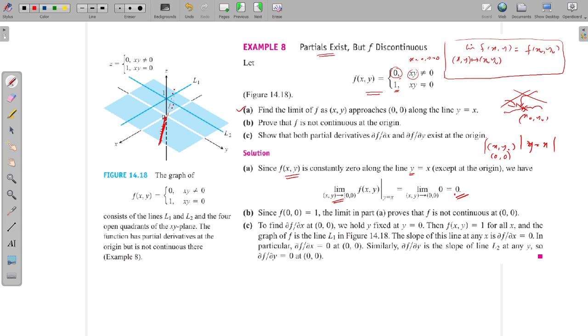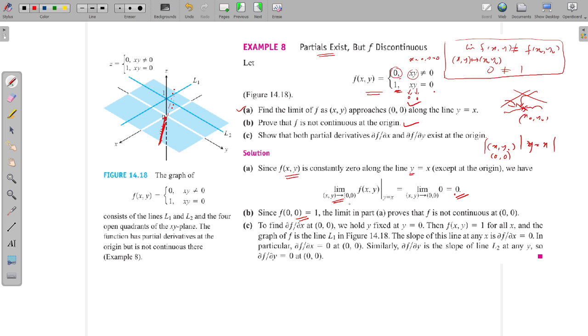But at the point (0, 0), what is the value? At the point (0, 0) we have x equal to 0, y equal to 0, so the product is 0, and the function value is 1. So f of (0, 0) is 1, but the limit is 0. Since 0 is not equal to 1, this proves that f is not continuous at the origin. The limit exists but the function is not continuous at the origin.